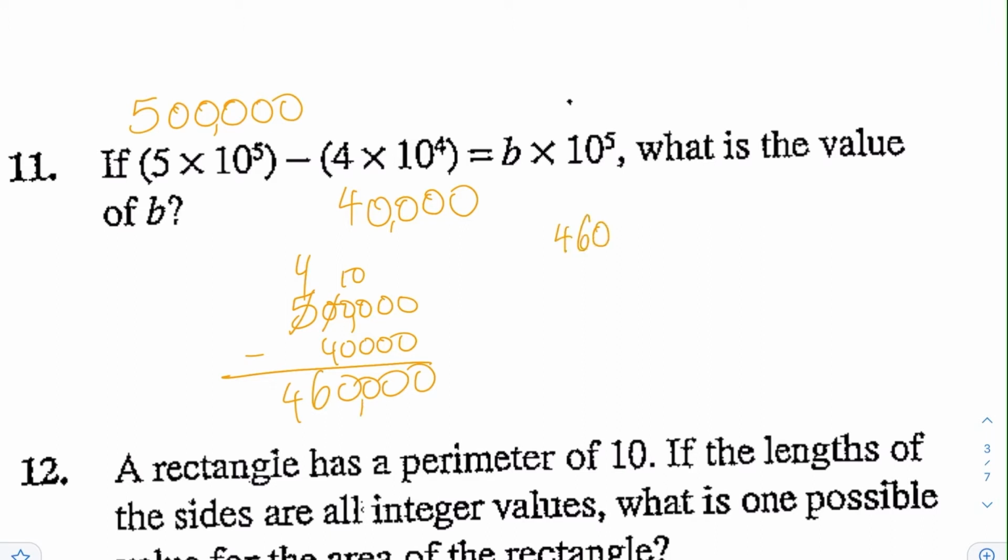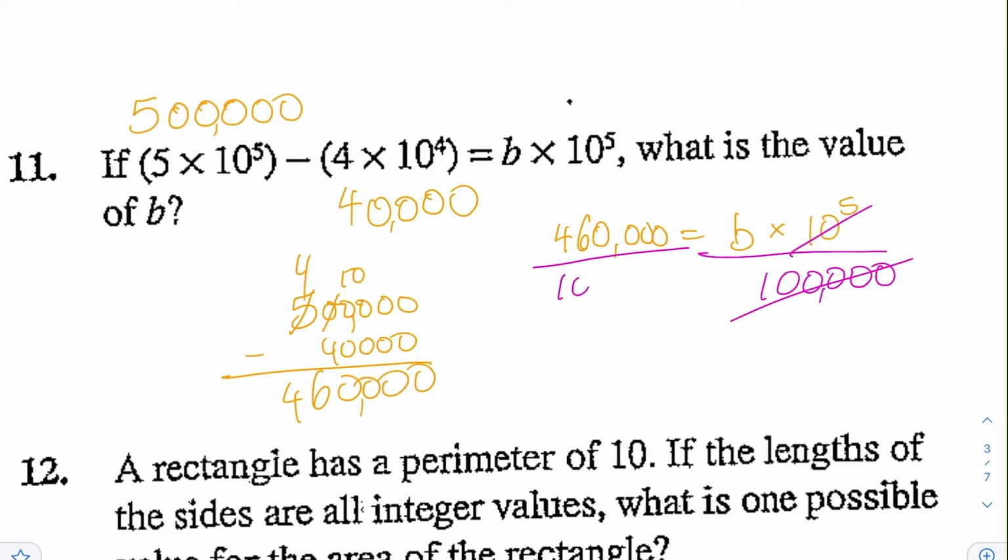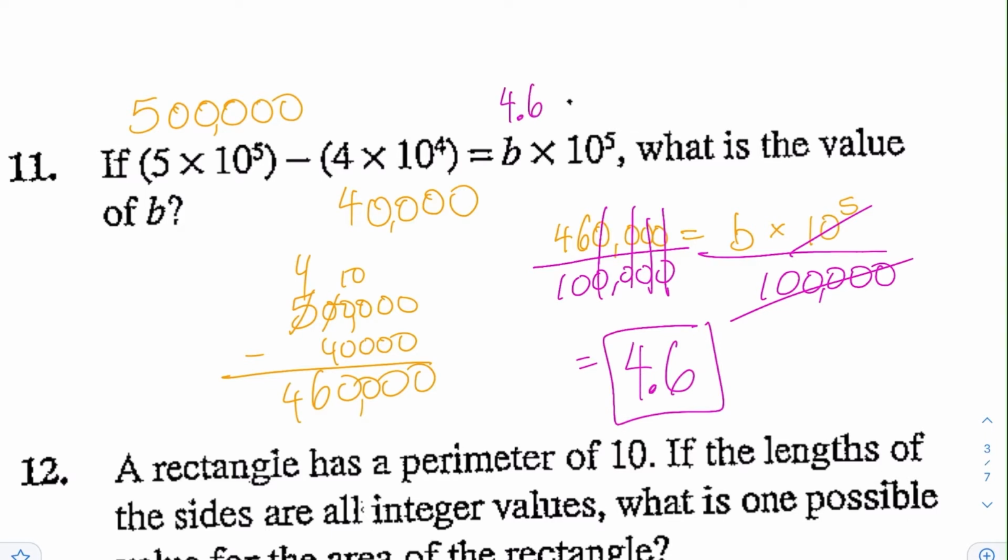So 460,000 written with this scientific notation, where you have times 10 to the 5th, means you have to divide both sides by 100,000. And that'll cancel out with 10 to the 5th. So if you divide by 100,000, the zeros cancel out, and you have 46 divided by 10, which is just equal to 4.6. So b is 4.6.